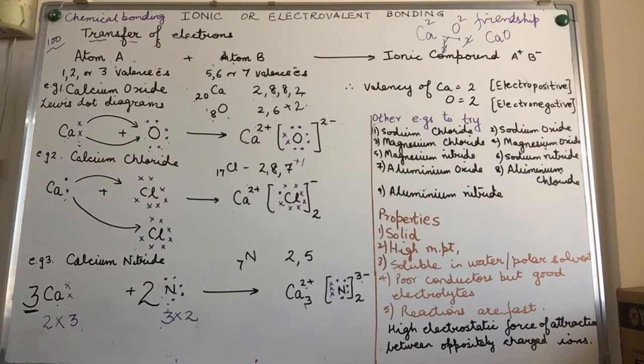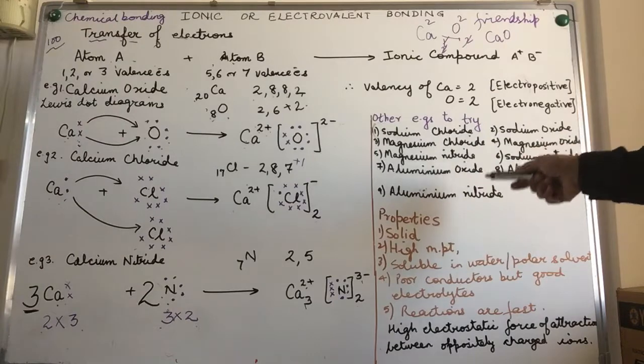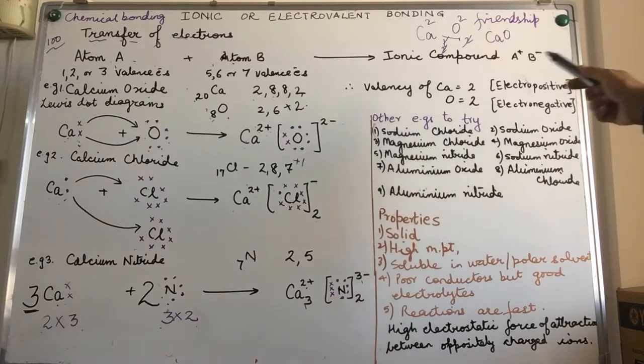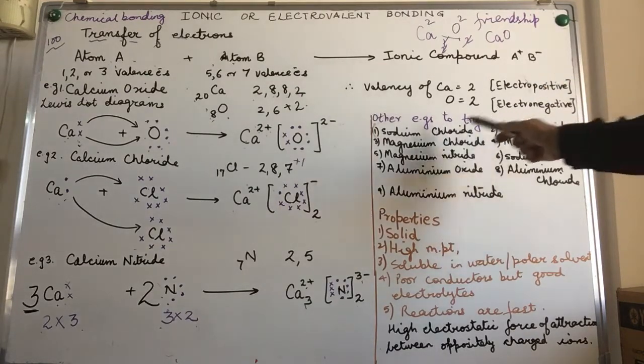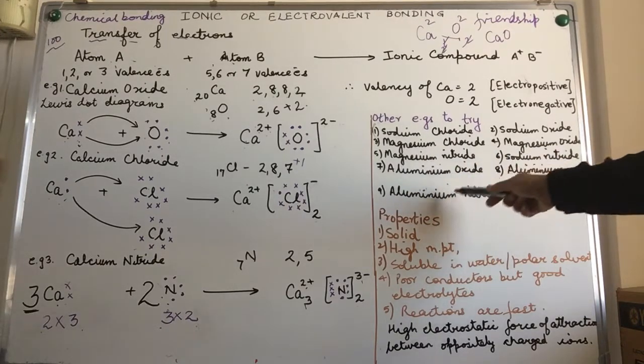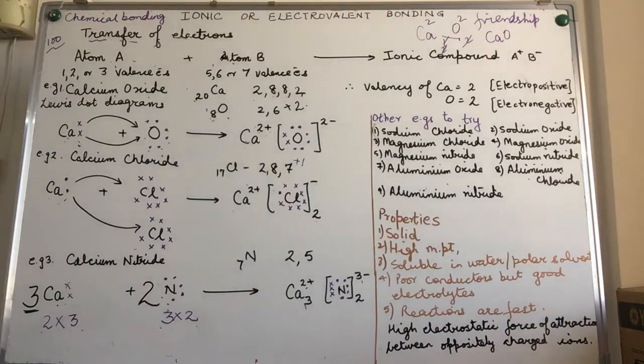Now, it will be very good for you if you can try drawing the dot diagrams for these structures: sodium chloride, sodium oxide, magnesium chloride, magnesium oxide, magnesium nitride, sodium nitride, aluminium oxide, aluminium chloride, aluminium nitride. Basically, instead of calcium over here, you replace it with sodium, magnesium, aluminium. These 3 elements you can try and you will have practiced enough structures to give you confidence in this particular topic.